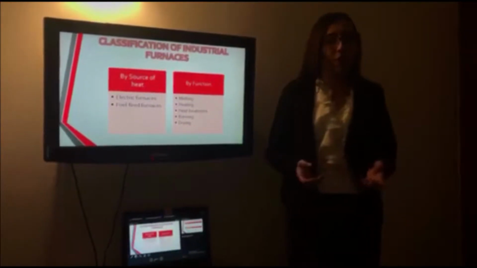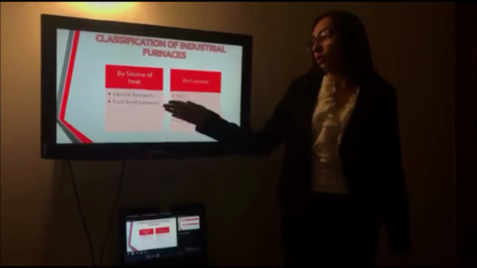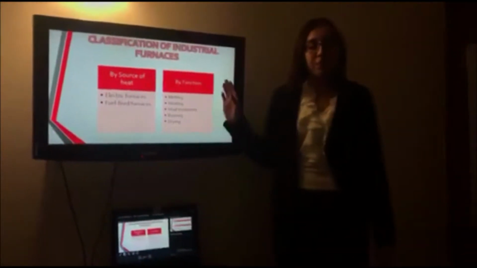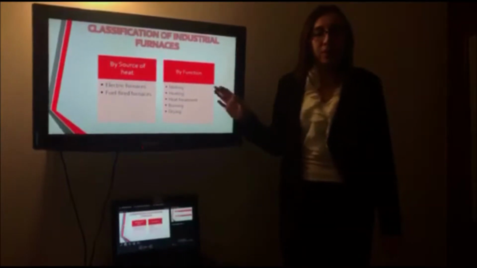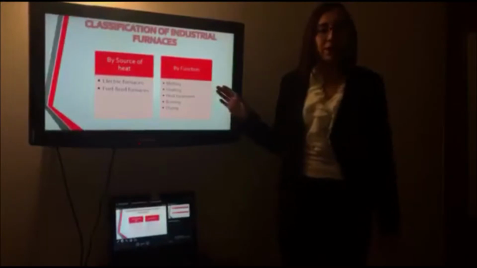Classification of industrial furnaces. By source of heat: 1. Electric furnace. 2. Fuel-fired furnace. By function: melting, heating, heat treatment, burning, and drying.